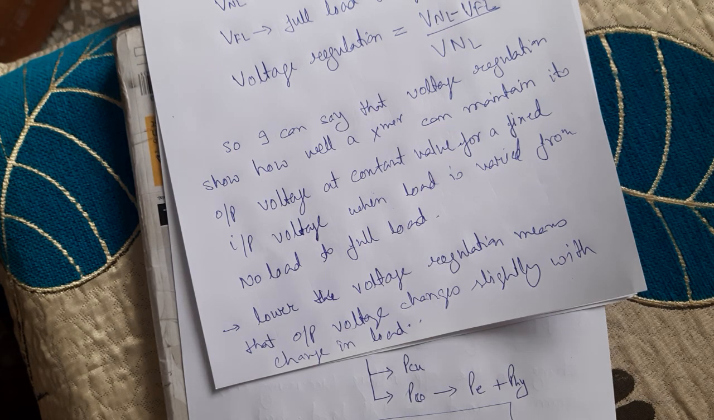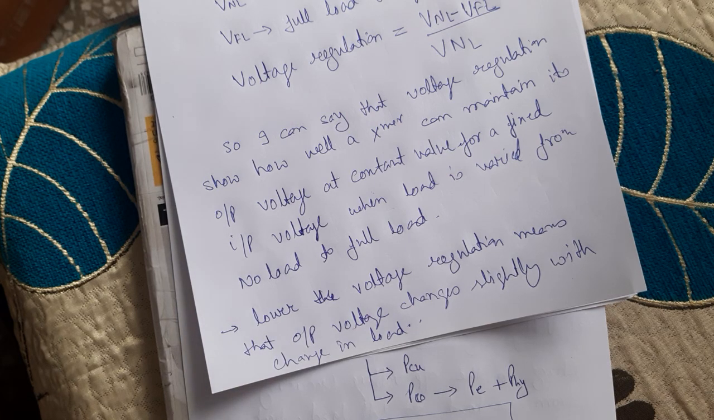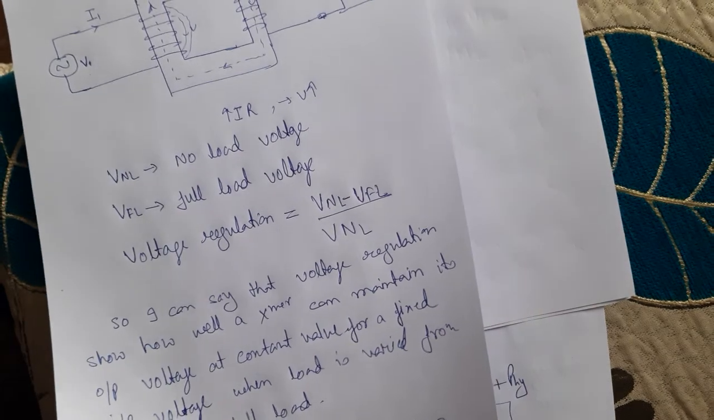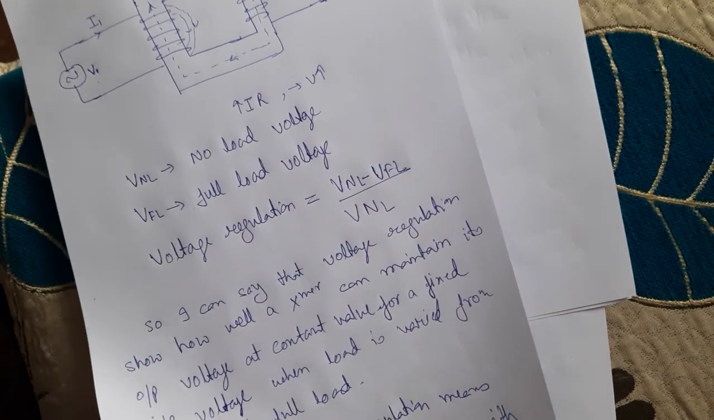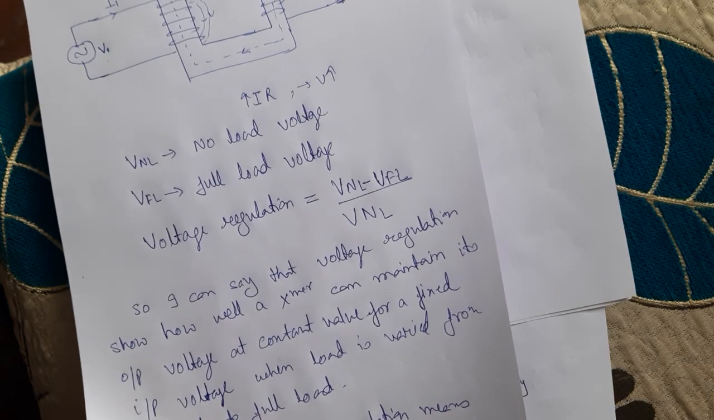And this voltage regulation tells us how good the transformer can maintain its output voltage at a constant value when the input voltage is kept at a fixed value and the load is varied from its no load or zero load to its full load. Full load means to its rated load. Okay, so I think that is all about this voltage regulation and efficiency.